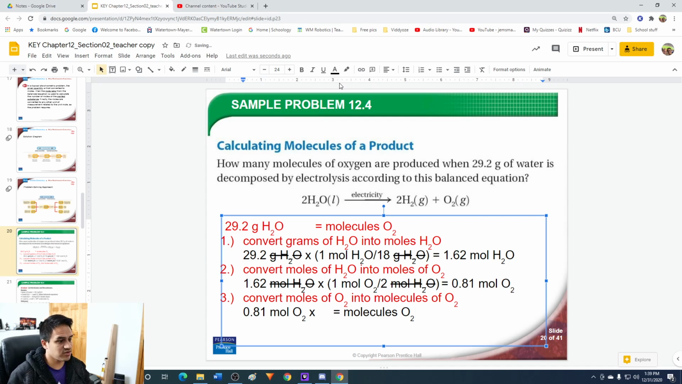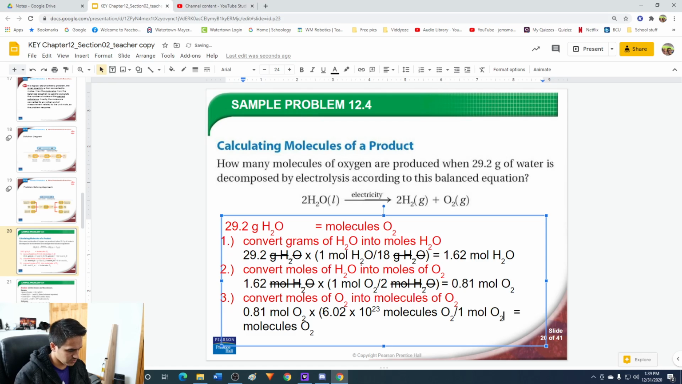Okay, and now to go from moles to a particle, we need to use Avogadro's number, which is 6.02 times 10 to the 23rd. So 6.02 times 10 to the 23rd molecules of O2 over 1 mole of O2. I know I'm running out of space here, but either way, the moles of O2 we begin with will cancel with moles of O2 down here on our conversion factor. And we're basically going to take 0.81 times 6.02 times 10 to the 23rd.